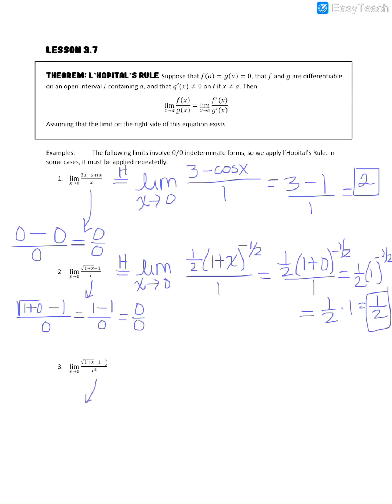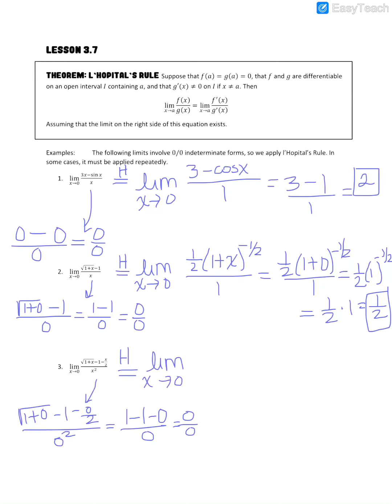So first thing I want to do, plug in 0. Let's just see what happens when I plug in the 0. Okay, so this gives me 1 minus 1 minus 0 over 0, so 0 over 0. When you get 0 over 0, you are a candidate to use L'Hopital's. Okay, so I'm going to do limit as x approaches 0.